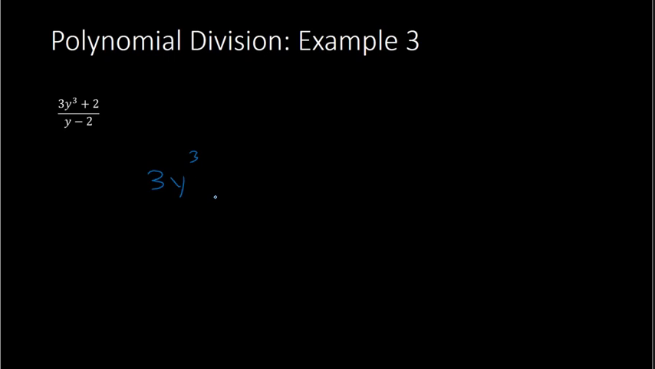Well, you need to put in zeros for the parts that are missing. So we're missing a y squared, so put a 0 in for y squared. We're missing y to the first power, so put 0y to the first power. And then we put plus 2. And then that's divided by y minus 2.